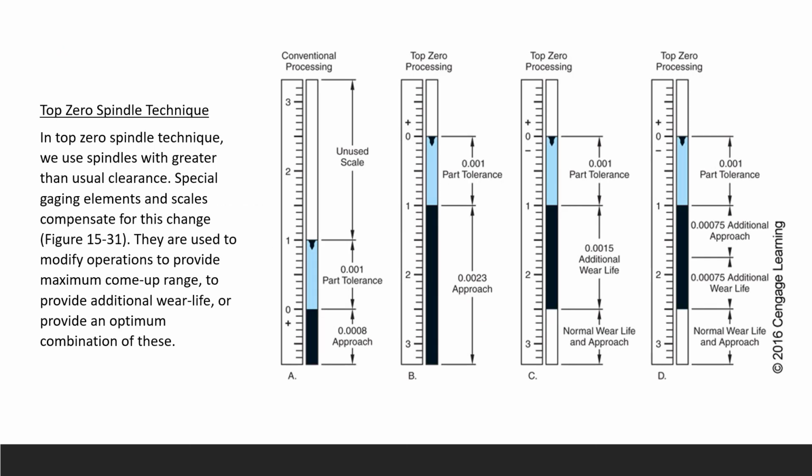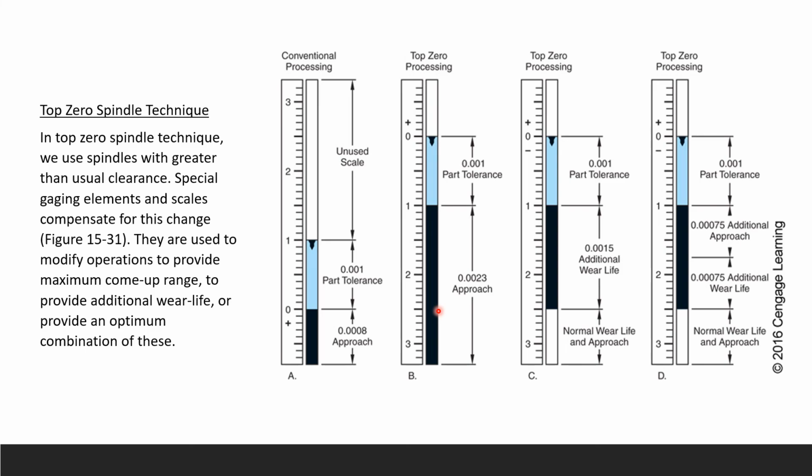Okay, the next one is your top 0 spindle technique. In this technique, we use spindles with greater than usual clearance, your X distance. Special gauging elements and scales compensate for this change because they are used to modify operations to provide maximum come-up range. We want the maximum come-up to provide additional wear life or an optimum combination of these.